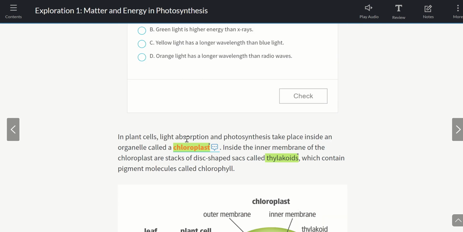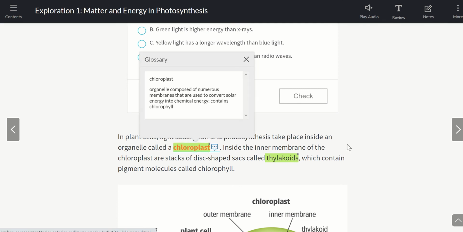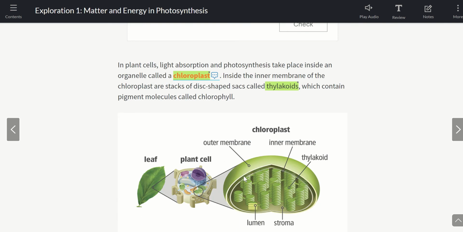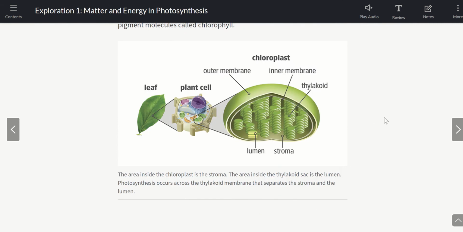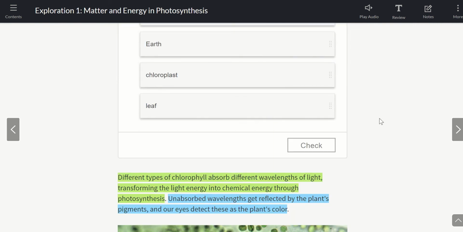It says in plant cells, light absorption and photosynthesis take place inside of an organelle called the chloroplast. The chloroplast is the organelle where photosynthesis occurs. That's important for you to know. It's going to take place on these little thylakoid membranes, okay? The thylakoids are these little discs, and that's where photosynthesis is going to occur.